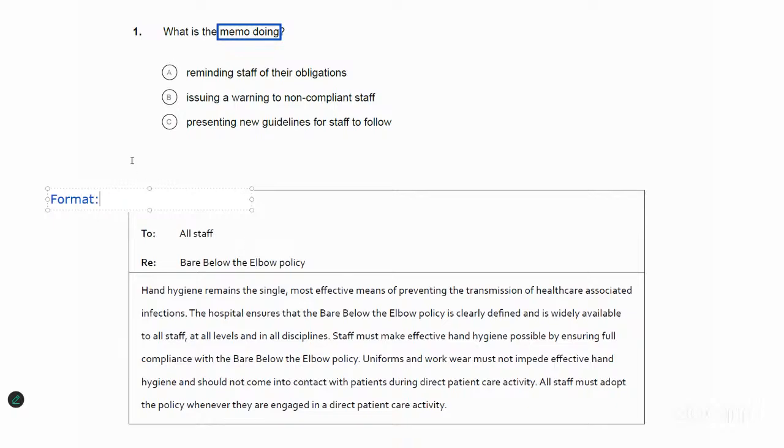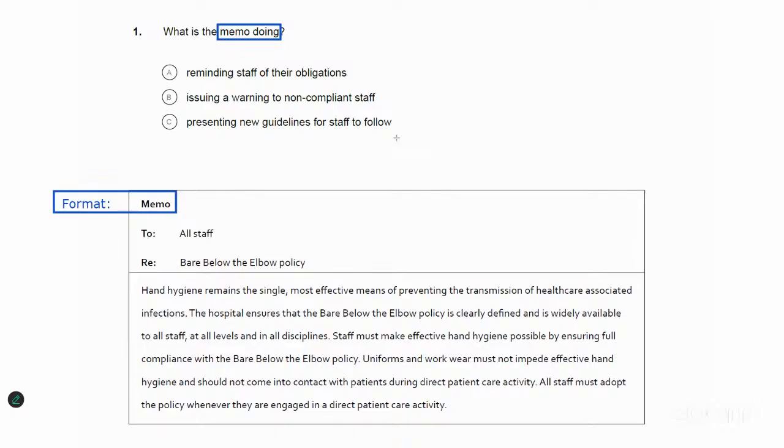Format. Okay. So format. Format is a memo. This is a memo based question. The text is a memo.